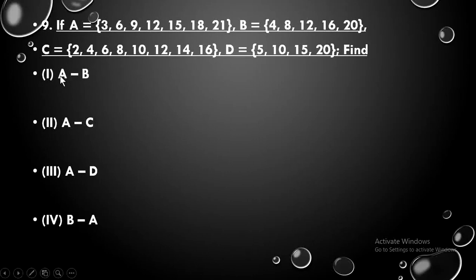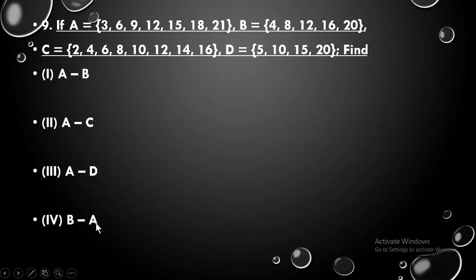First, they have asked you to find the difference of A and B, that is A minus B. When you do this, first you need to see the two sets, A and B. Then you see the common elements present in both the sets. Whatever elements are present in both the sets, you will exclude those elements from set A and write the leftover elements of set A over here, because set A is written first.